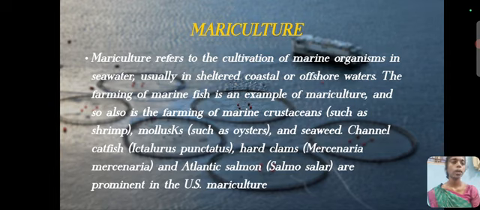The farming of marine fish is an example of mariculture, and so is the farming of marine crustaceans such as shrimp, mollusks such as oysters, and seaweed. Channel catfish, Ictalurus punctatus, hard clams, Mercenaria, and Atlantic salmon, Salmo salar, are prominent in US mariculture.